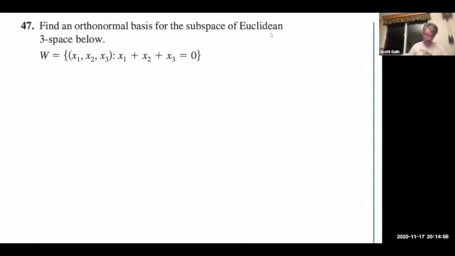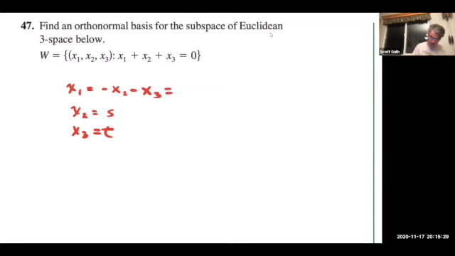Okay, so let's do a quick number 47. This looks pretty easy here. So I don't think we need to go to matrices or anything here. We can just say x1 is negative x2 minus x3. There's nothing here to tell me what x2 and x3 are. So let's go ahead and say x2 is s, x3 is t. And so I think x1 will be minus s minus t.